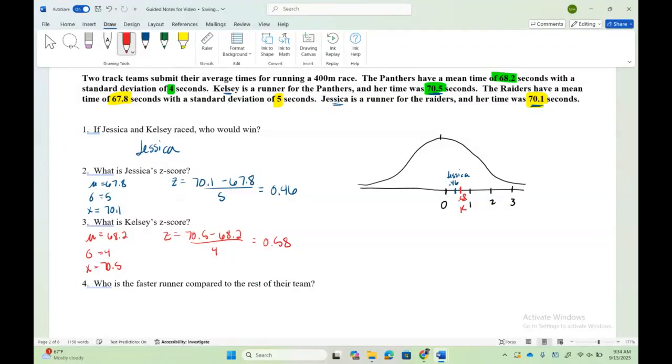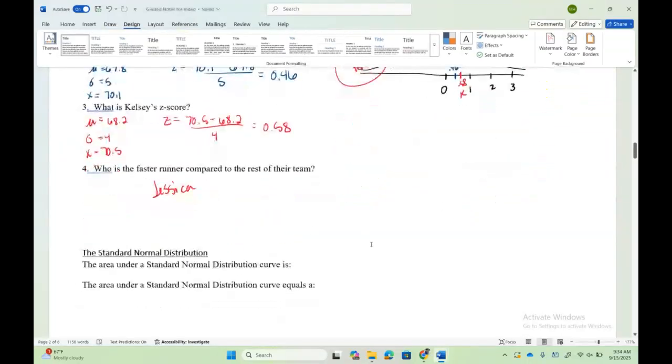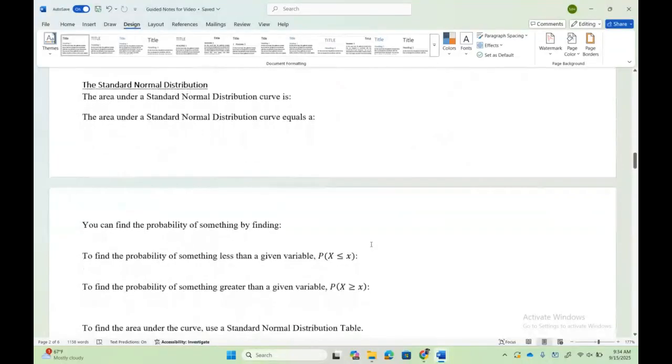Okay, so who is the faster runner compared to the rest of the team? Faster runners would be below average. Slower runners would be over here, above average, because it's a race, so we want to be faster and below average. So since Jessica is closer to the faster spectrum here, she is the faster runner when we compare it to the rest of their team.